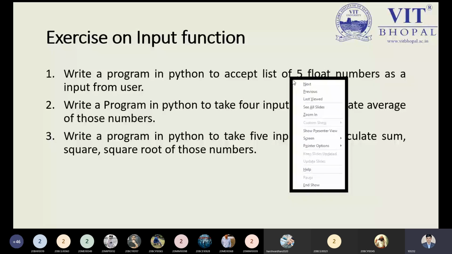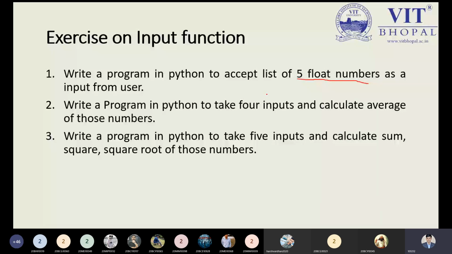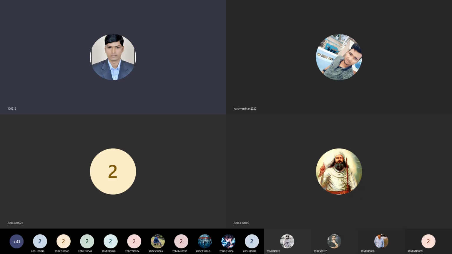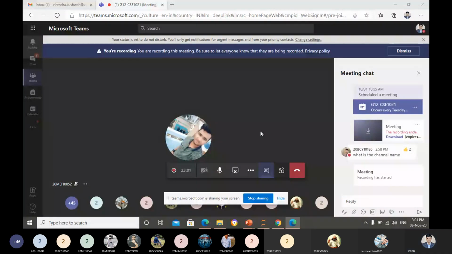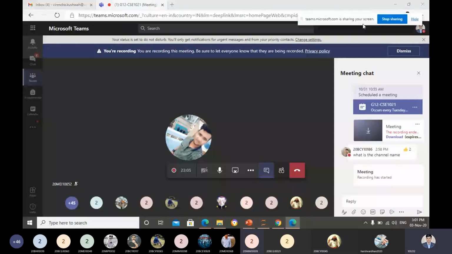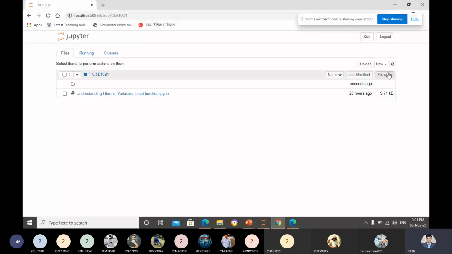Okay, so how can I take 5 floating numbers? To explain this example, I can use the Jupyter notebook. I'm jumping to my Jupyter notebook. I'm sharing my entire screen here rather than sharing again. Is this entire screen visible to you? Yes, sir. Okay, so rather than jumping again to other things, it's a better idea to explain everything here.